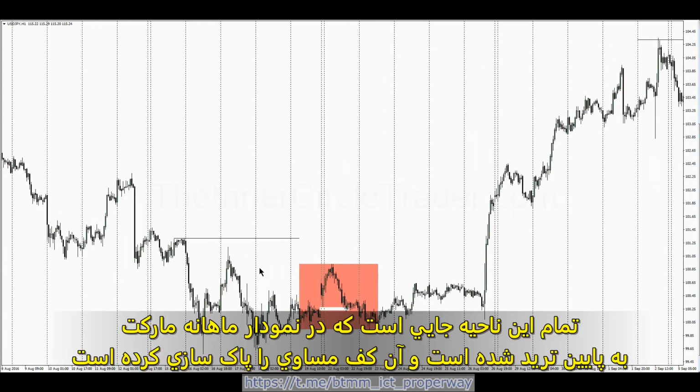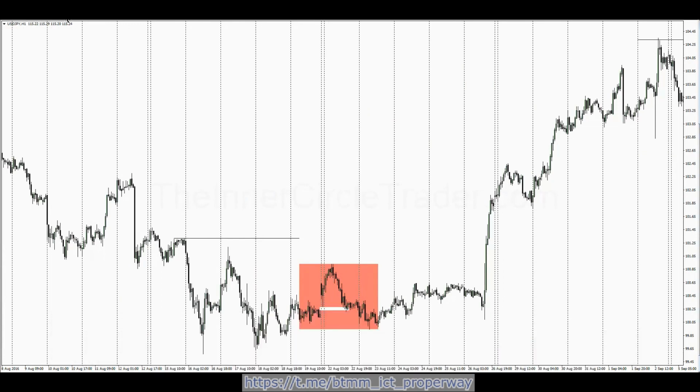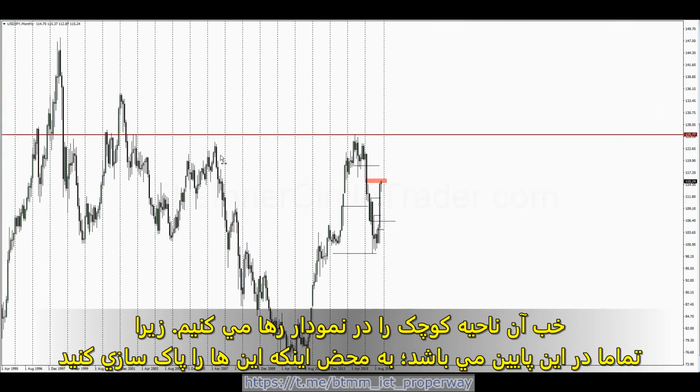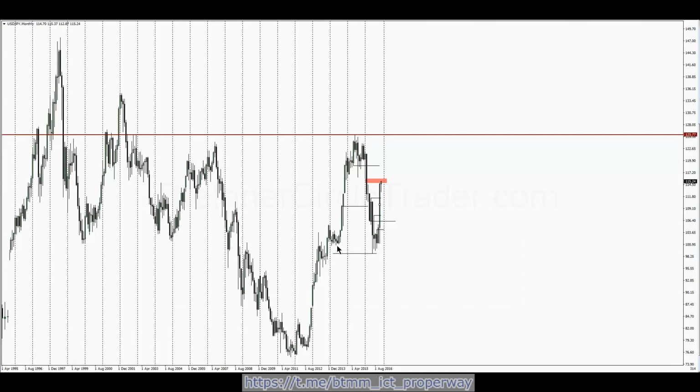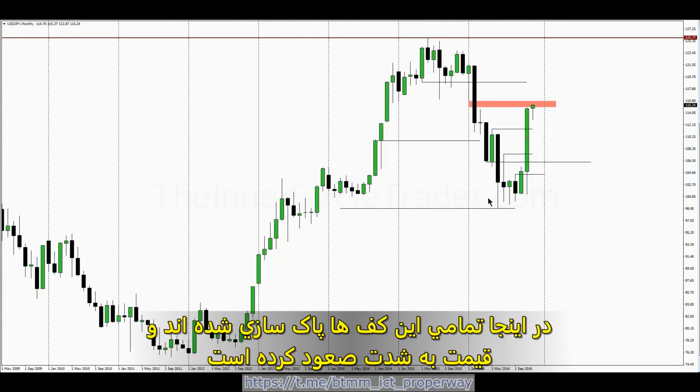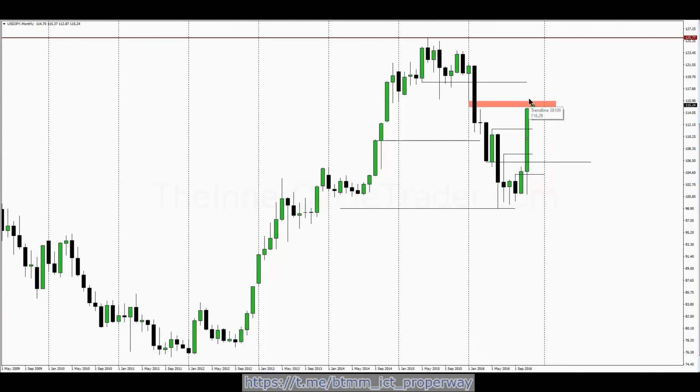All of this area down here is where the market traded down into on a monthly chart, clearing out that equal low. I'm going to leave that little area there on the chart. It's all down in here once we cleared all this out. All these lows were cleared out in here, and price rallied up aggressively.